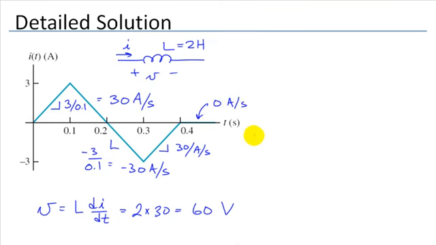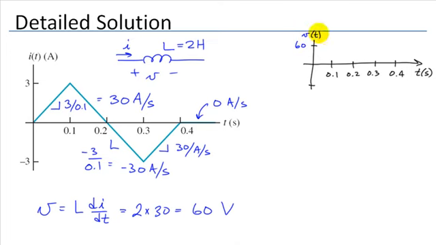And here we would have 0 amps per second. Now that we have all of these various slopes established, we can calibrate the plot for voltage with a maximum value of 60 volts and a minimum value of minus 60 volts. Now in this region we have a constant 60 volts. During this interval from 0.1 to 0.3 seconds we have minus 60 volts.